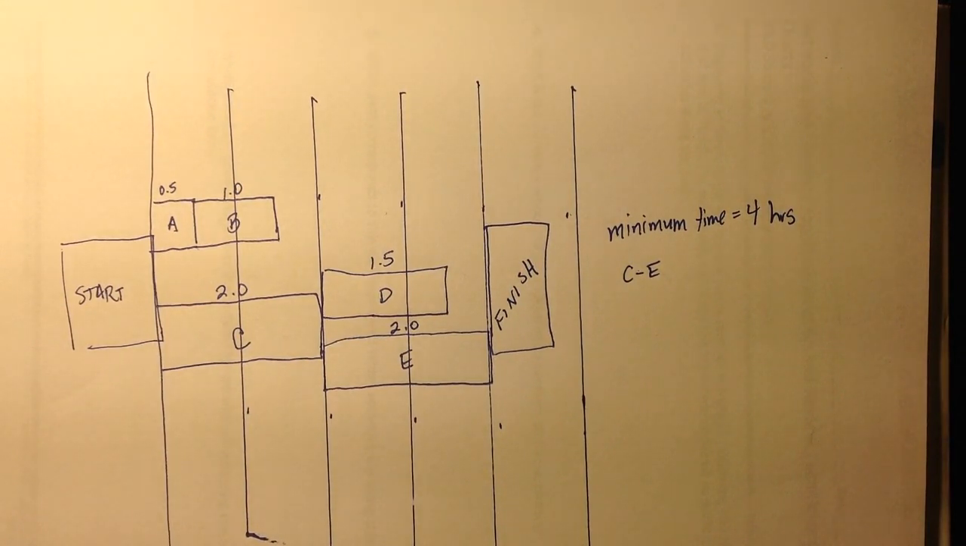So that's how that's going to go. So minimum time, 4 hours. CE is going to be that path that corresponds to the 4 hours. And we called that the critical path, which I think is going to come up in just a little bit. All right.